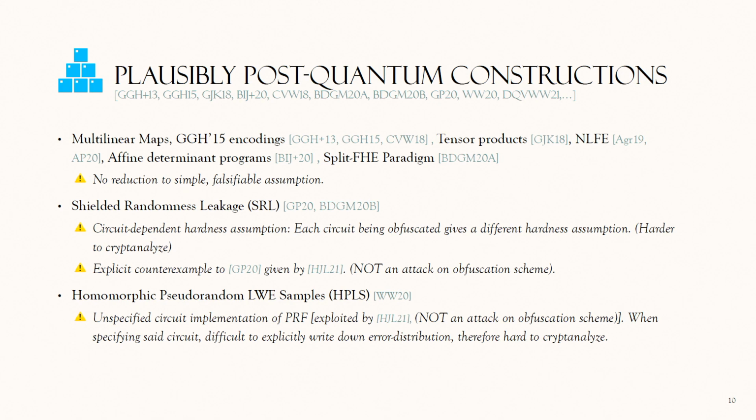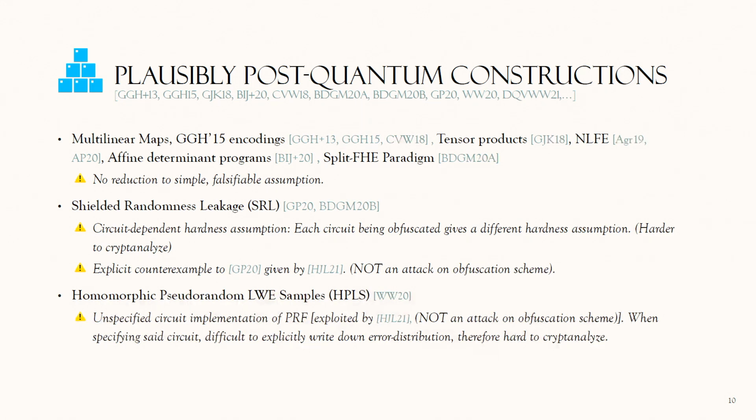Similarly, Wichs in 2020 introduced this homomorphic pseudo-random LWE sample assumption. And here in their assumption, they had an unspecified circuit implementation of a PRF. And again, this was attacked by Hopkins et al. in 2021. And again, this is not an attack on the obfuscation scheme they present, just on the assumption. And when you do specify such a circuit for the PRF, it becomes difficult to explicitly write down the error distribution.